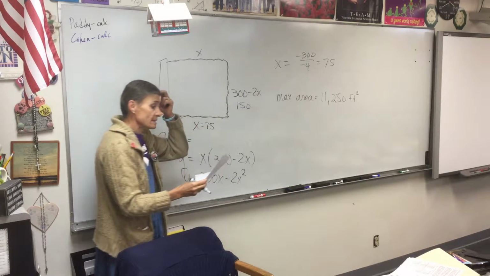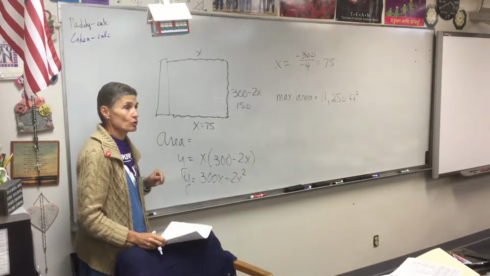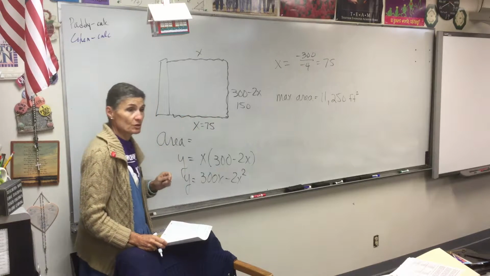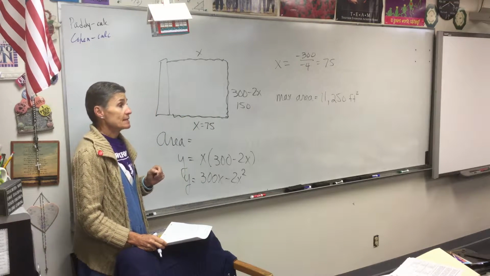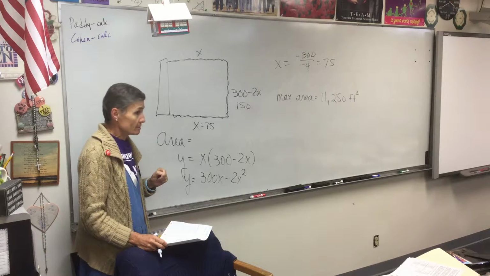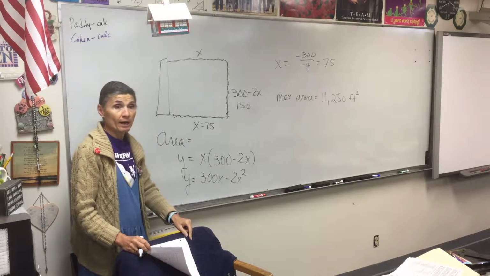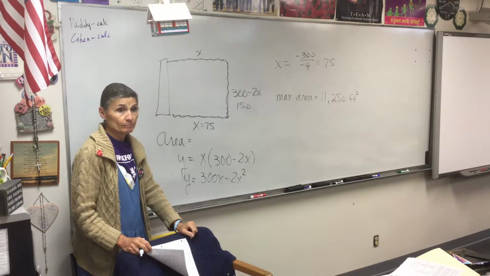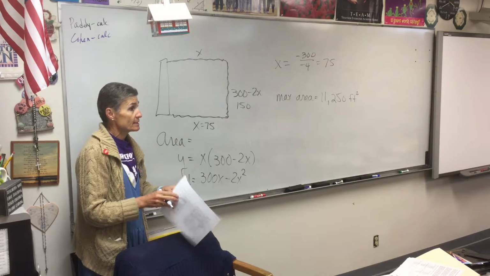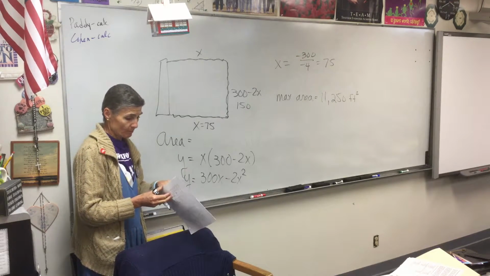So it says, what is the area of the largest court? It would be 11,250. If it said, what are the dimensions of the largest court? You would say 75 by 150. Easy enough? Turn the page over.